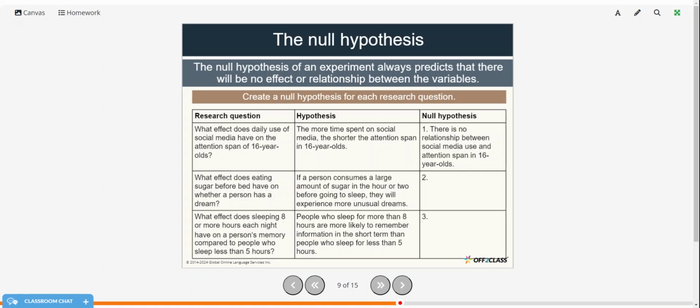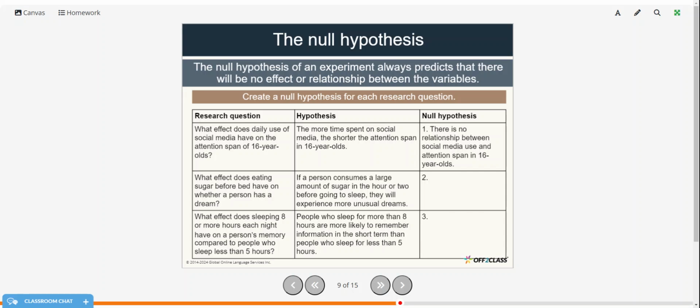The null hypothesis of an experiment always predicts that there will be no effect or relationship between the variables. So, for example, the research question: what effect does daily use of social media have on the attention span of 16-year-olds? The hypothesis would be the more time spent on social media, the shorter the attention span in 16-year-olds. And the null hypothesis: there is no relationship between social media use and the attention span of 16-year-olds.